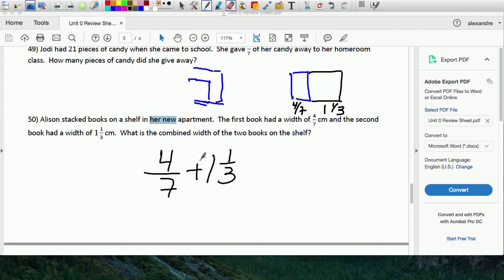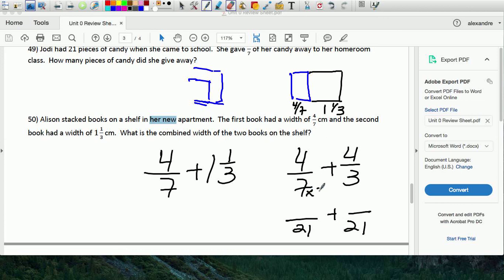I'm going to leave 4/7 alone. I'm going to change the second one to an improper fraction. 3 times 1 is 3, plus 1 is 4, so it's 4/3, right? Now I'm going to find the LCM, which is 21. So both fractions change, so we've got to find equivalent fractions, right? It's times 3 here, so it's times 3 on top, which is 12. 3 times 7 became 21, so it's times 7 over here. 4 times 7 is 28.